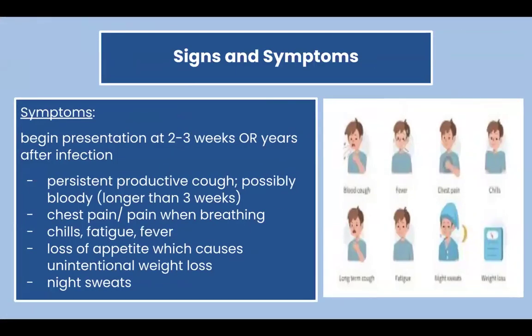Symptoms typically begin their presentation about 2 or 3 weeks after a person becomes infected, but there are also cases where people don't start to present symptoms until years later. Most of the common signs and symptoms are a persistent productive cough that might be bloody. The cough lasts longer than 3 weeks. It's also accompanied with chest pain or pain with breathing, fever, chills, and fatigue, a loss of appetite, which causes unintentional weight loss, and night sweats.